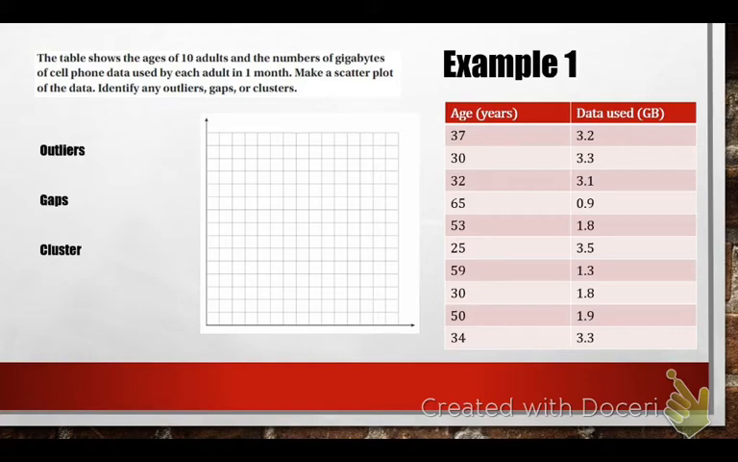So let's look here and see what the topic is of this problem. It says the table shows the ages of 10 adults and the number of gigabytes of cell phone data used by each adult in 1 month. Make a scatter plot of the data and then identify any outliers, gaps, or clusters. All right, so what I'm going to do is go over here to this table. The first category, we're going to keep it real simple, and the first category will be my X category. The second category will be my Y category. You can see that I just wrote in the X and the Y up there in the red headers, okay? So that's my X and my Y. So the two values together will make up an ordered pair.